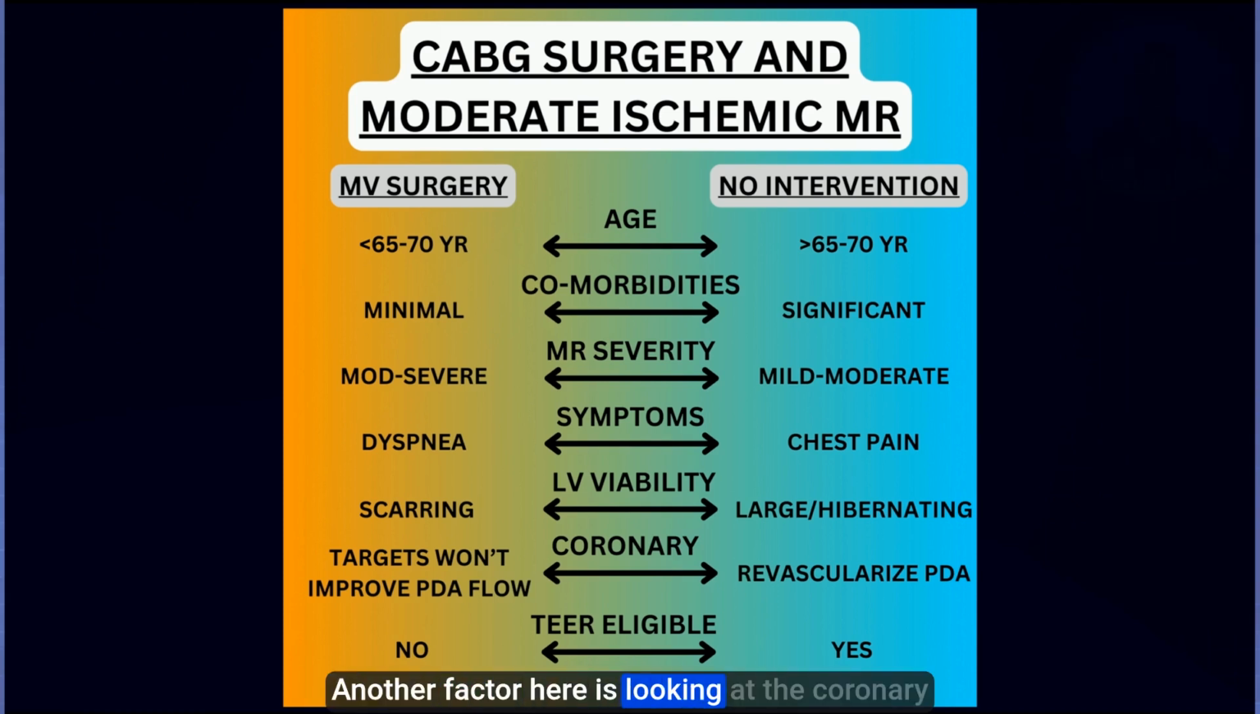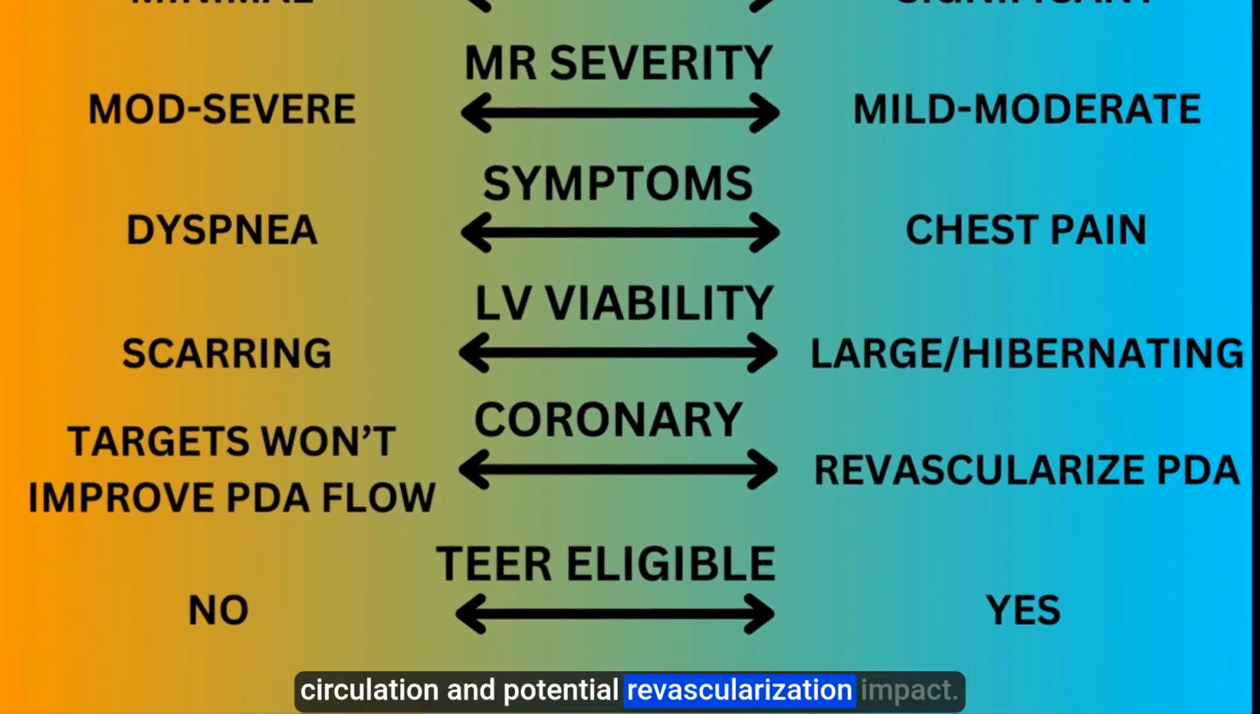Another factor here is looking at the coronary circulation and potential revascularization impact. If the inferior and infralateral wall has viable tissue and there is a stenotic coronary vessel that can be bypassed to improve blood flow to the PDA, then there's a possibility of improving posterior medial papillary muscle dysfunction, LV dilation, and subsequent MR. It's important here to know the RCA and left circumflex distribution. Are they right or left dominant? To know which blood vessel is supplying the PDA, and if it's possible that we can add blood flow to this region to improve papillary muscle dysfunction.